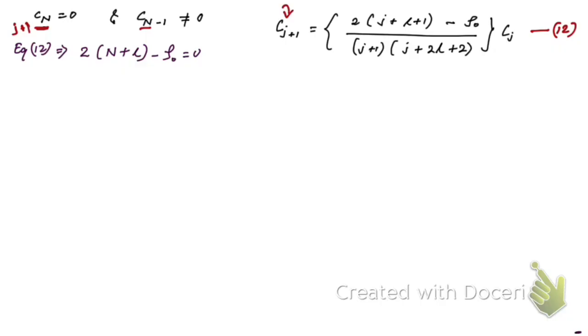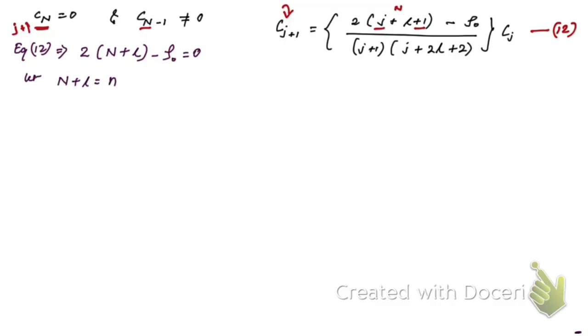So if you put j plus 1 is equal to capital N, then you're going to end up getting this result. This will be 0 into this denominator, that's going to be 0. So we end up getting this result.